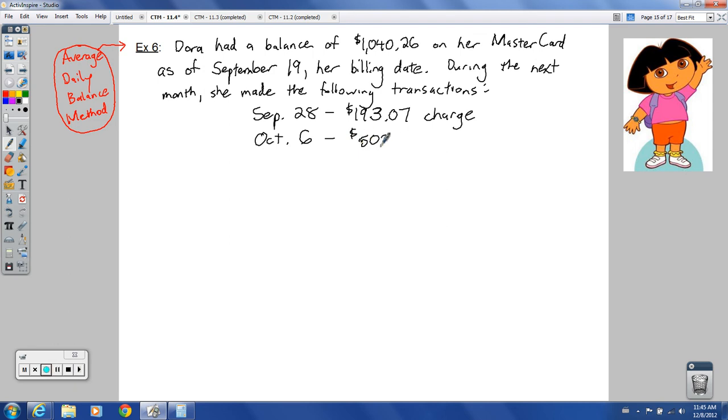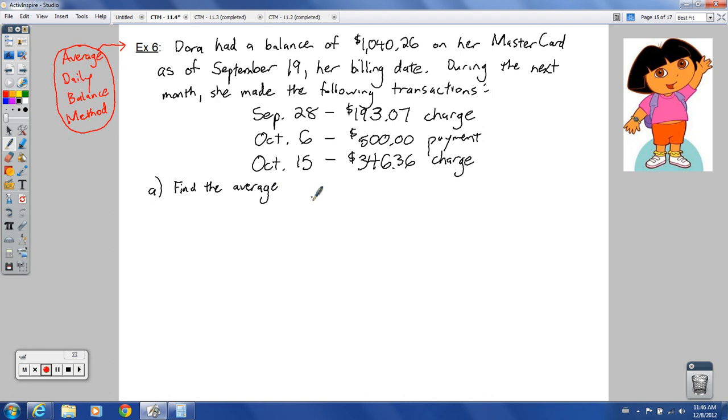She made a $500 payment. And on October 15, she went shopping, got herself a new Gucci backpack, and paid $346.36 for that new Gucci backpack. Oh, Dora, we gotta talk. Okay, so part A, find the average daily balance for the billing period.